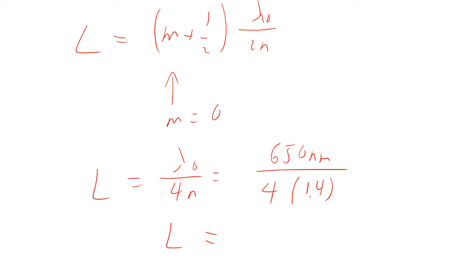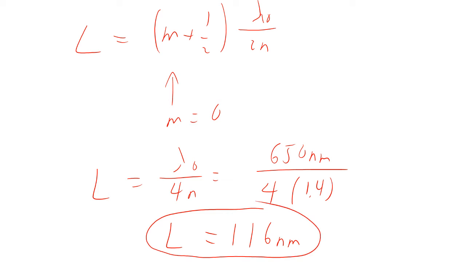And so that would give you 116 nanometers. So that's the thickness of your film. Now, is that the only possible thickness that would work? Well, no, that's not the only possible thickness. There are other possible thicknesses. This is the thinnest that it could be. What else could it be? Well, that would be if m equals 1.